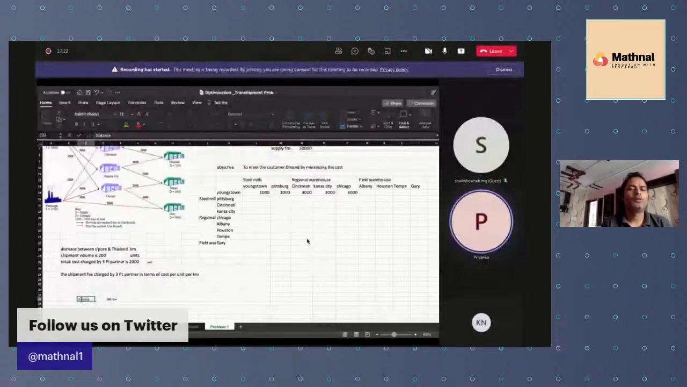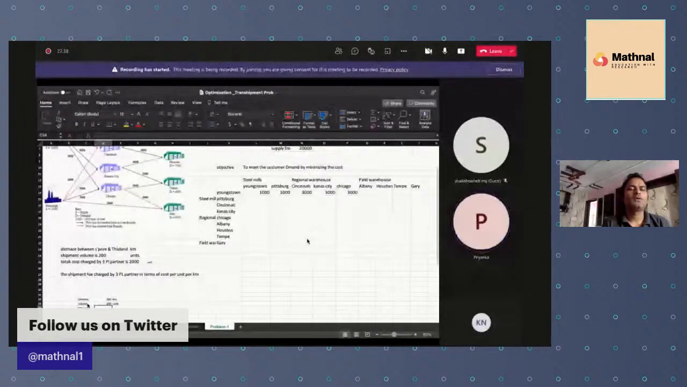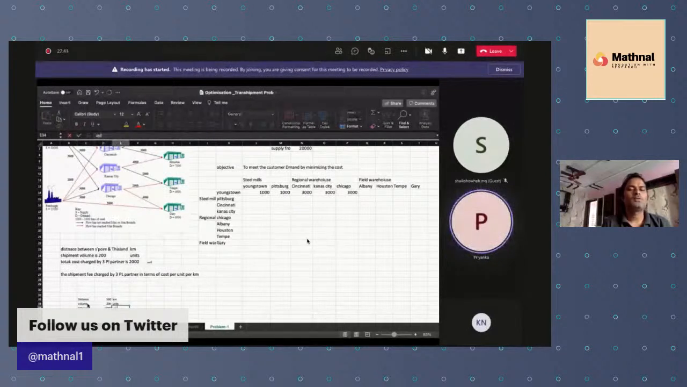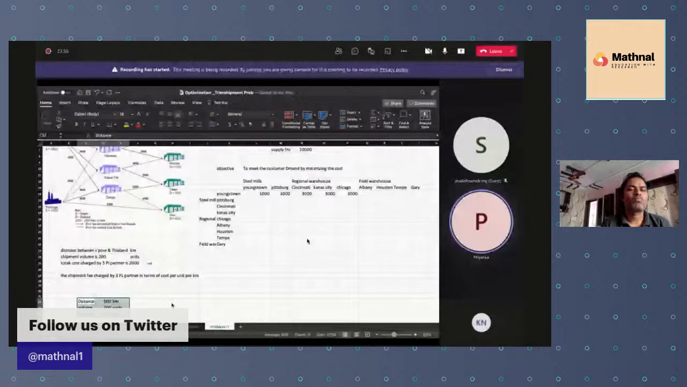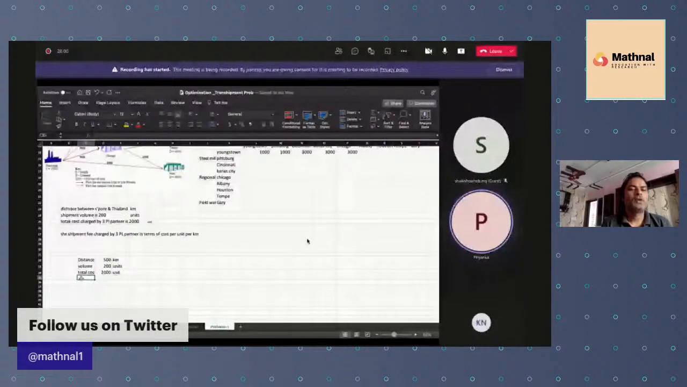Now, shipment volume. How much is it? 200 units. Right? Now how much is the total cost? You can write simply total charge. Now how much is it? 2000. Okay. The first question is: what is the total charge per kilometer? This charge is taken for 500 kilometers. So what is the charge per kilometer? You have to find the charge per kilometer.